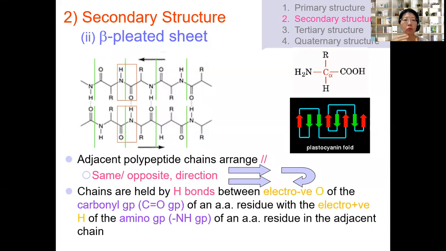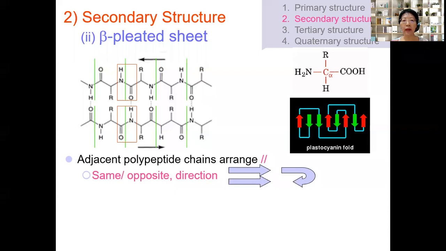So when they are arranged parallel to each other, again, they'll be held together by hydrogen bonds. The hydrogen bond is a bond formed between the delta positive H of the NH and the delta negative O of the C double bond O. So therefore, this is where the hydrogen bond is being formed, right? And all the CO and NH are part of the peptide bond, as you can see here. Can you see this is a peptide bond?